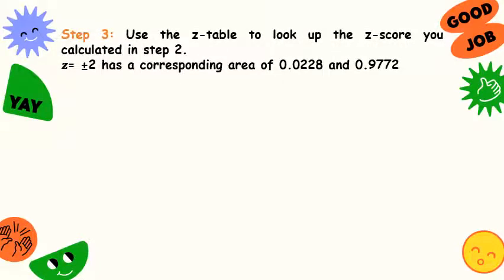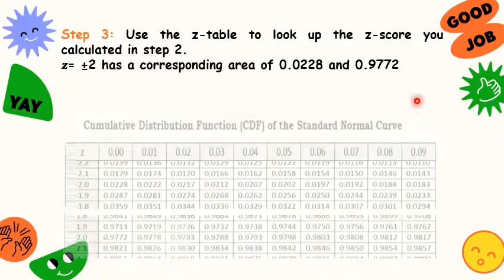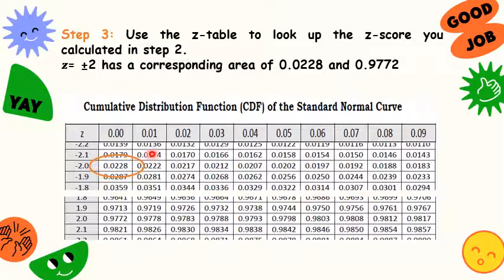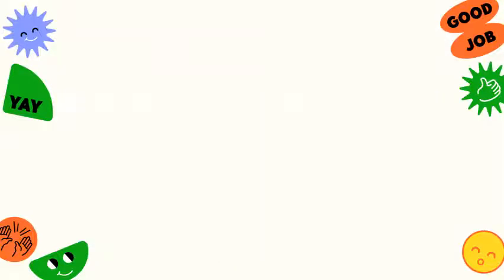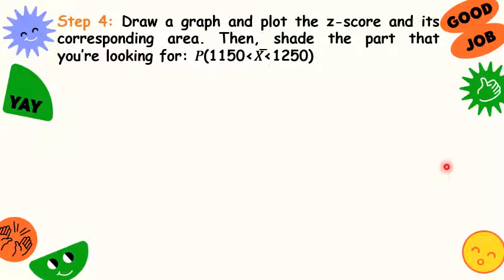Step 3, use the z-table to look up the z-score you calculated in step 2. So, z equals positive and negative 2 has a corresponding area of 0.0228 and 0.9772. So, eto siya. Ito yung value ng negative 2. Okay? It's 0.0228. At ito naman yung value ng positive 2 na 0.977.